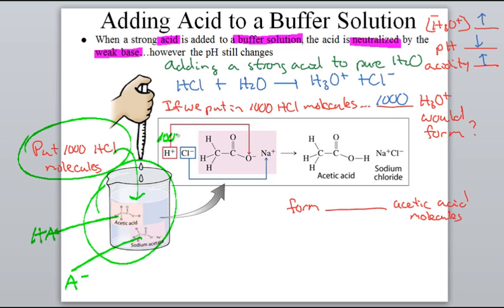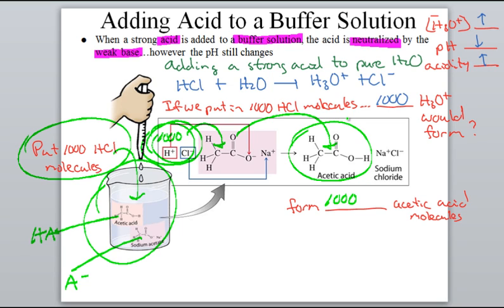So 1,000 HCl's, they would react with acetate, and we would form 1,000 acetic acid molecules. Oh, that's great. We went from this acid to that acid. However, HCl is a strong acid. Acetic acid is weak. It can react, and it can form the hydronium ion when it reacts with water, but it's a weak acid, which means it's not 100%, meaning the 1,000 acetic acid molecules that form, you're not going to form 1,000 hydronium ions.